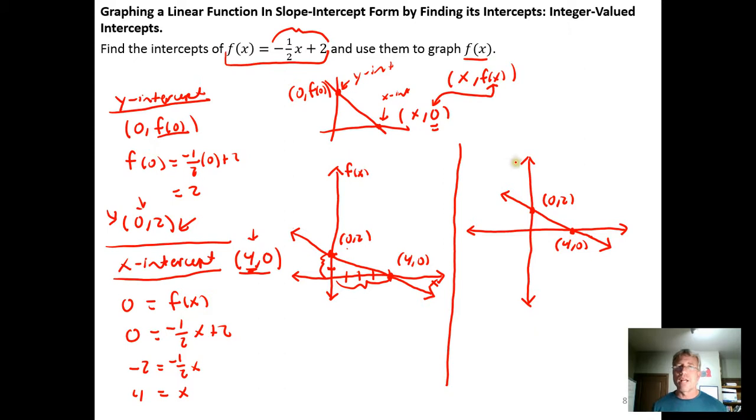So to get full credit, I need to finish this out. This is my f of x, or my y-axis. This is my x-axis. Let's double check and make sure we have everything we need. I have both of my intercepts labeled with their ordered pairs. I have arrows on my axes. I have arrows on my linear function. So this looks like a graph that would get full credit on an exam.